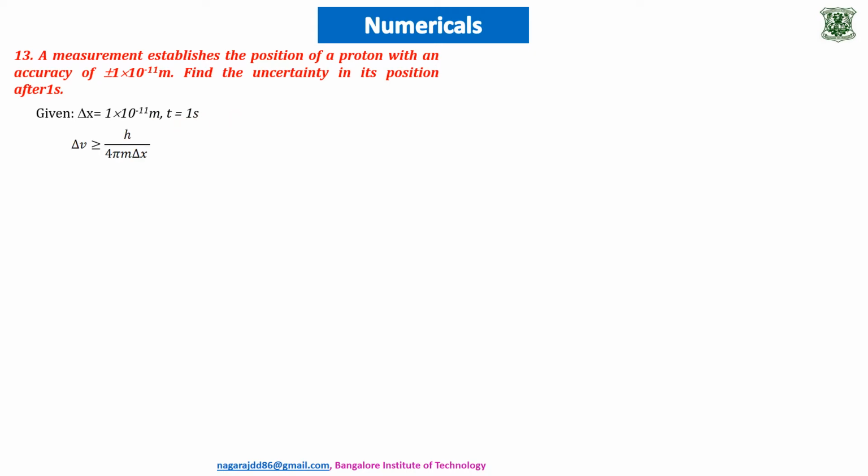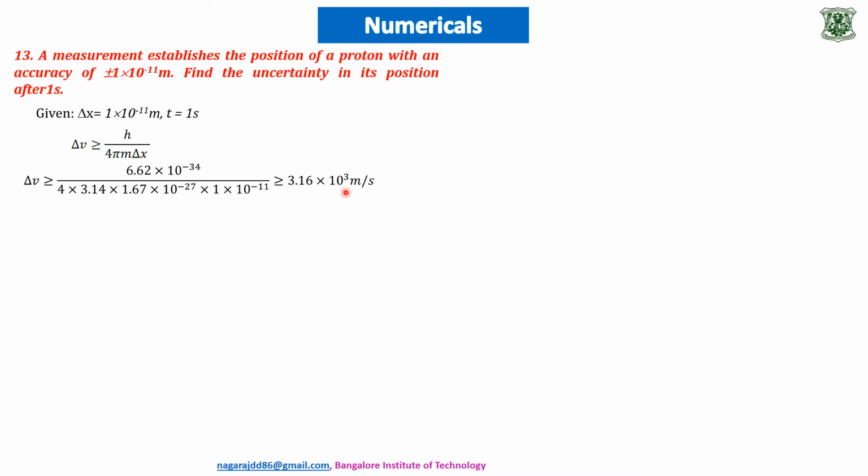Equation: delta v greater than or equal to h by 4 pi m into delta x. Substitute for h, m and delta x and calculate delta v. It comes out to be greater than or equal to 3.16 into 10 power 3 meter per second. So this is the uncertainty in the velocity.